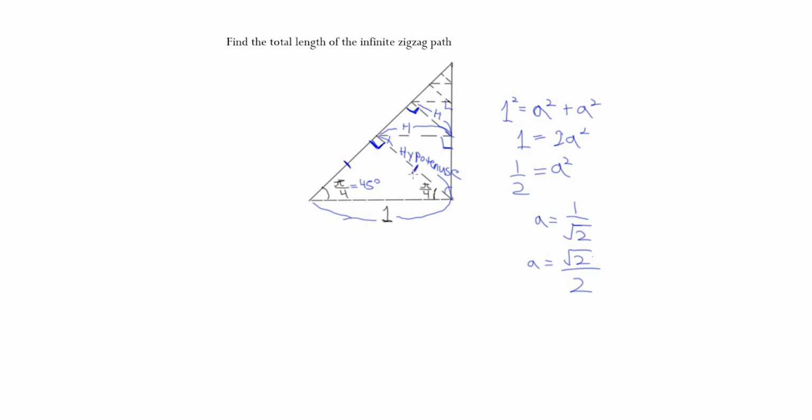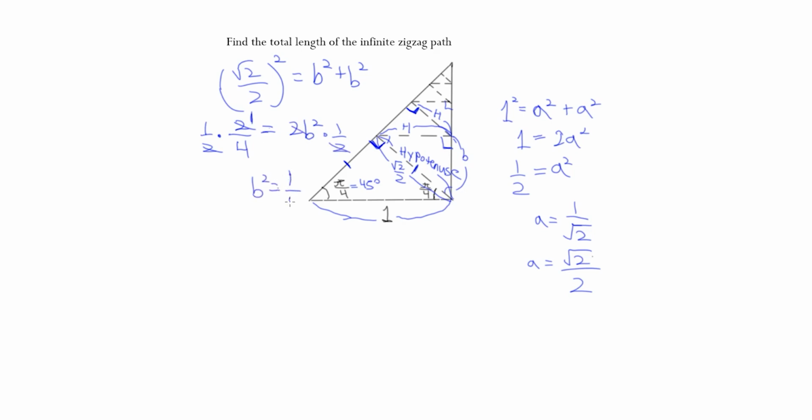Okay, so armed with this knowledge, this side is root 2 over 2. Now let's find the side lengths of the other triangle. Once again, we use the Pythagorean theorem. Let's call this side length b. b squared plus b squared. So 2b squared is equal to root 2 over 2 squared, which is 2 over 4. Multiply both sides by 1/2. b squared is equal to 1/4. So then square root both sides, giving us b is equal to 1/2.